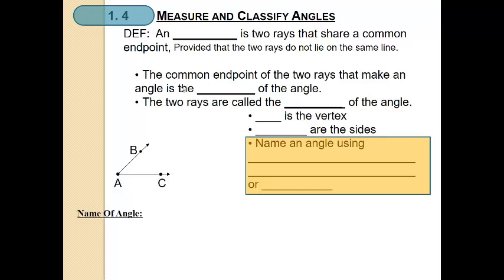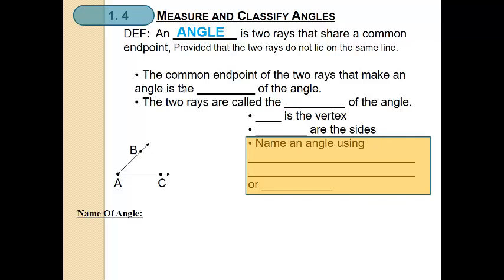So this is 1.4, measuring and classifying angles. We have to go through and do some basic understanding of angles, what entails them, and how you name them and all that other stuff. So we have measuring and classifying angles.